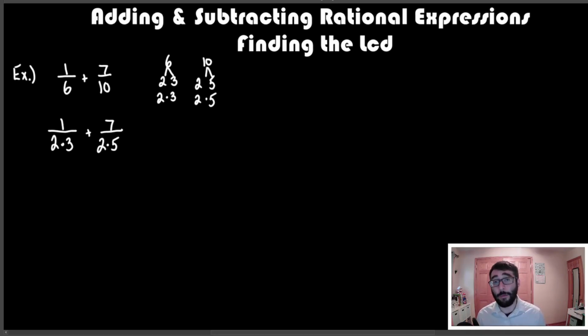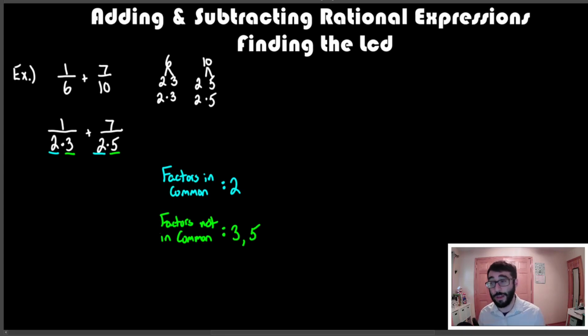Well, the least common denominator is a combination of all the factors they have in common and those factors that they do not have in common. If you look at both of these denominators, each of them has a factor of 2 in common. Now, the ones they do not have in common: they do not share a 3, since one of the fractions has a 3 and the other does not, and one of the fractions has a factor of 5 and the other does not. So those are the factors they do not have in common, a 3 and a 5, because each is only found in one of the fractions.